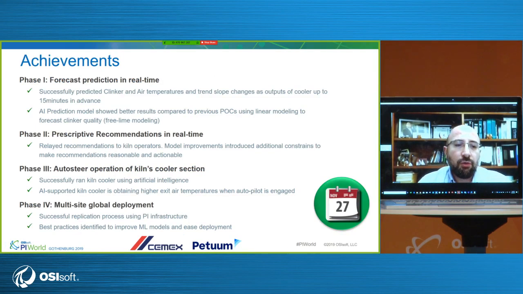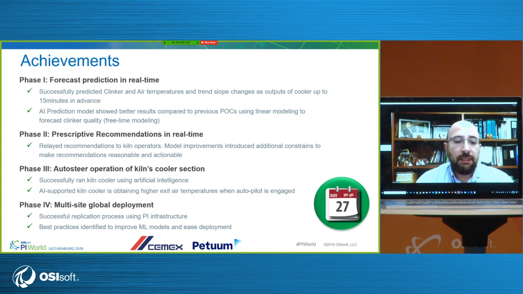So talking about achievements, in phase 1, we successfully predicted the clinker and air temperatures and the train slope changes up to 15 minutes in advance, reliably. I mean, we could go longer, but not as reliable in this case. Phase 2, we have the prescriptive recommendations in real time, and this will relate to the kiln operator. They made improvements, and we are continuously improving the model based on our experience.